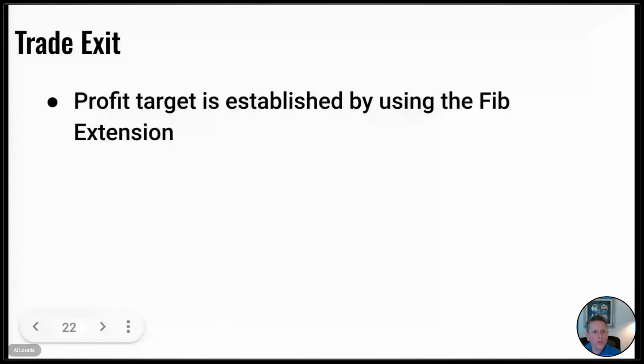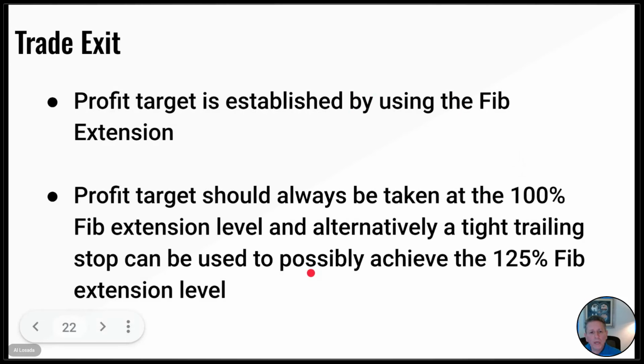All right. So a profit target is established by using the fib extension. And again, I always like using the retracement here. And you want to achieve the 125, okay? And typically you can get out at 100, but that's how that ABCD pattern works.